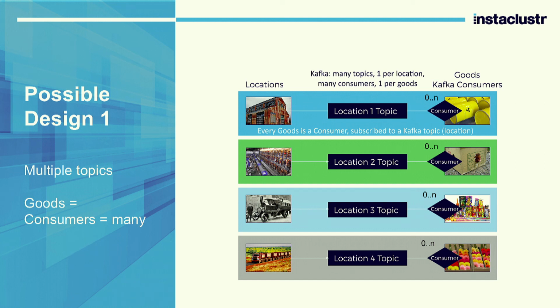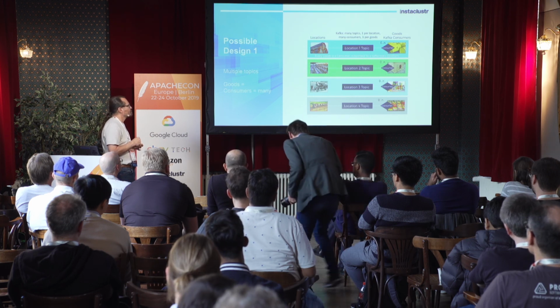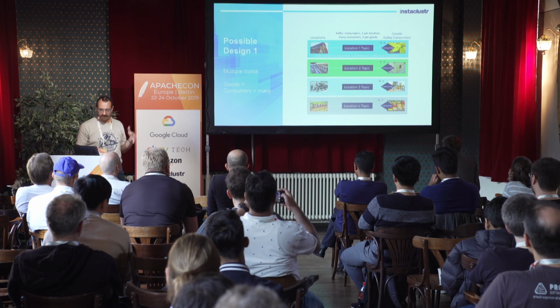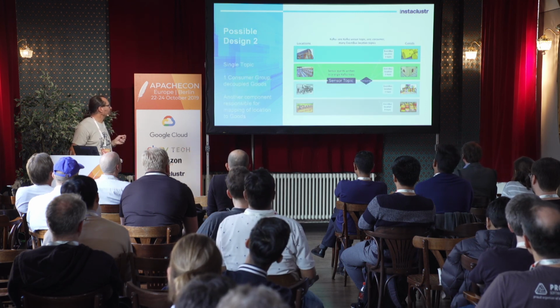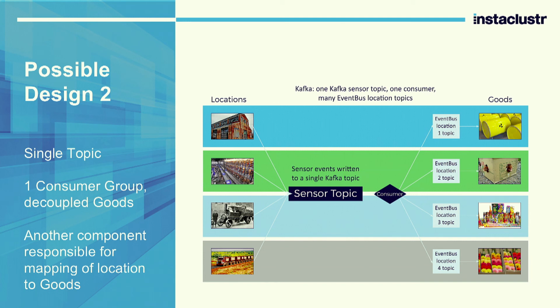I'm going to have a look at the two extreme cases now and see how well they work. Possible design number one is the one where you have multiple topics and as many consumers as there are goods, so lots of consumer groups. It looks like an elegant solution. It fits the data model reasonably well. Design number two seems a bit unnecessarily simplistic at one level. This is where you only have a single topic for all the location data and a single consumer group. The goods objects in the system are then decoupled from the consumers by another magic component that I will gloss over in this talk, which made a decision about which events were going to which goods based on location data.